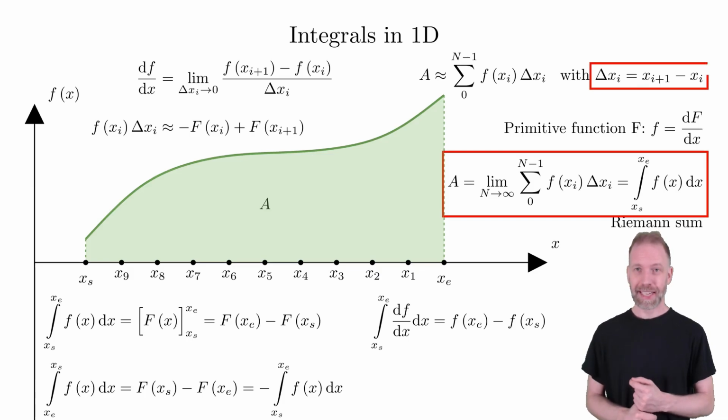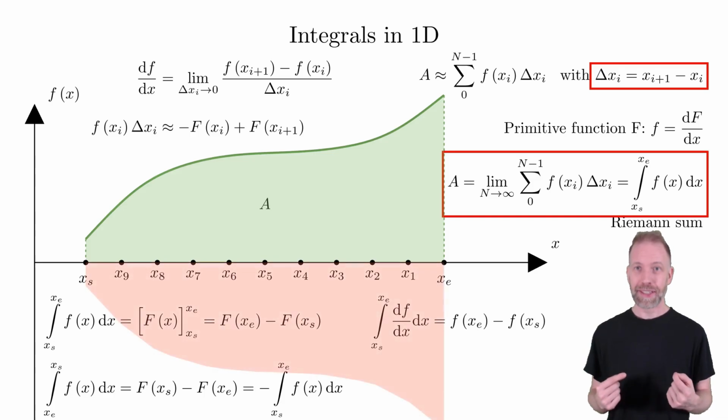This would give us negative values for delta xi. And the area would be the red negative area instead. This is an example of the limits of the area visualization, as it requires that the endpoint is larger than the start point, while the integral works in both directions.